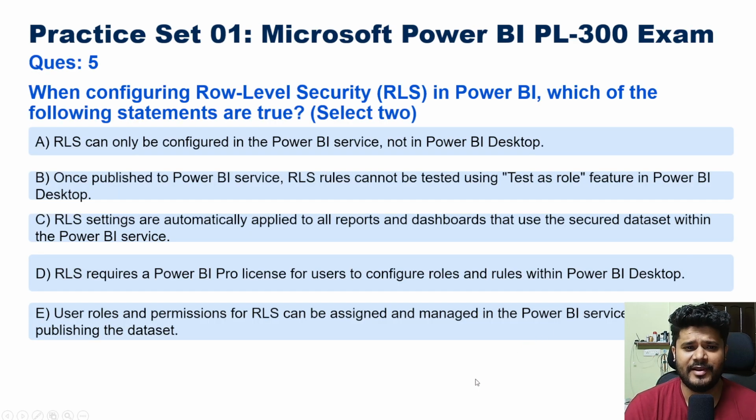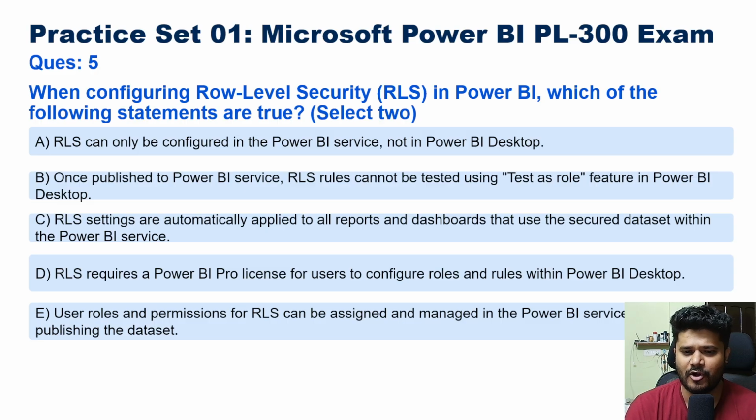And it says, when configuring row level security in Power BI, which of the following statements are true? You have to select two statements out of these five. Statement 1, RLS can only be configured in the Power BI service, not in Power BI Desktop. Once published to Power BI service, RLS rules cannot be tested using the test as role feature in Power BI Desktop.